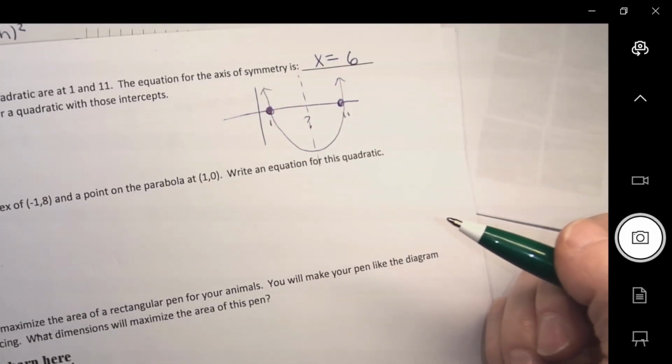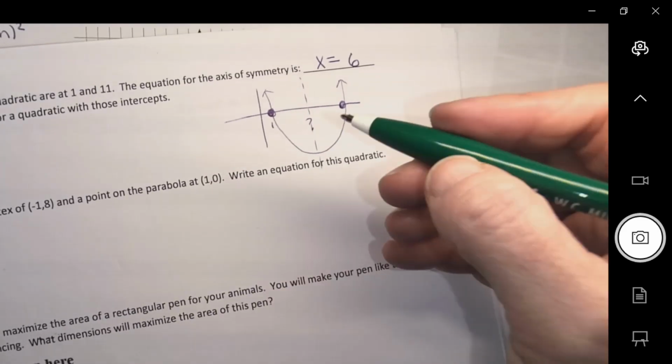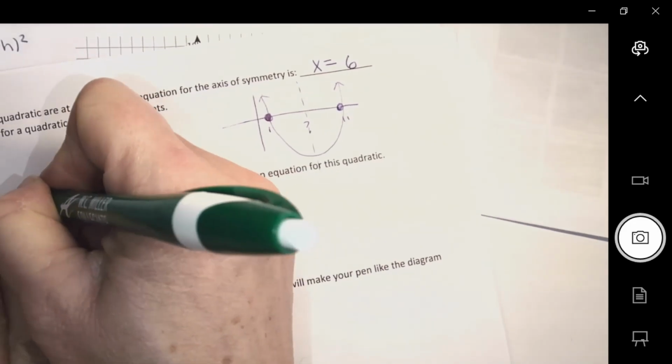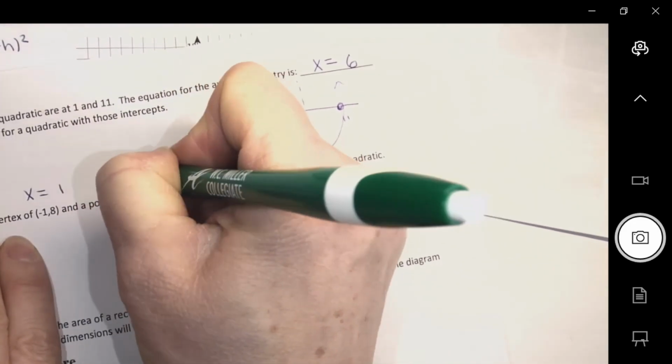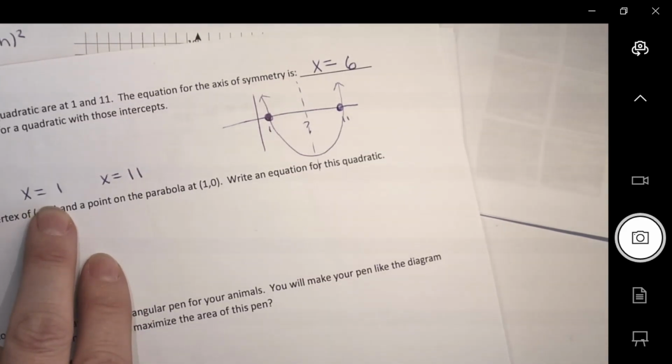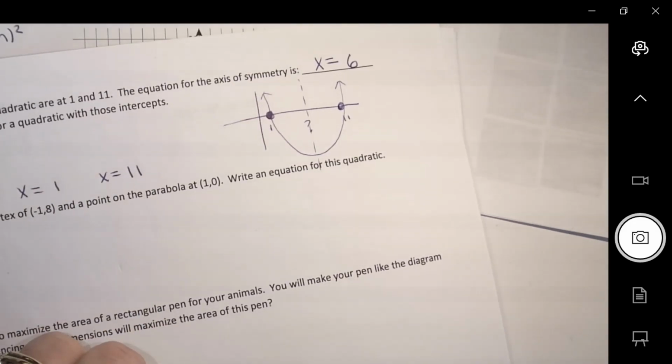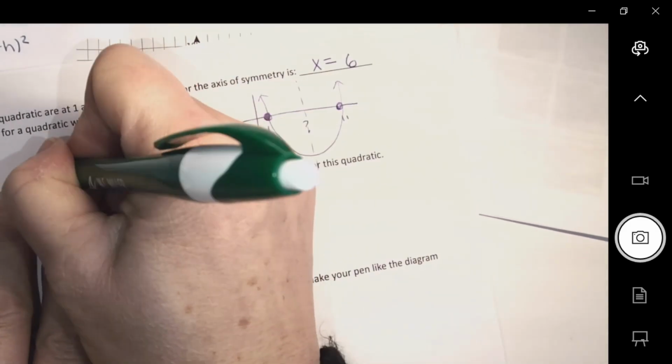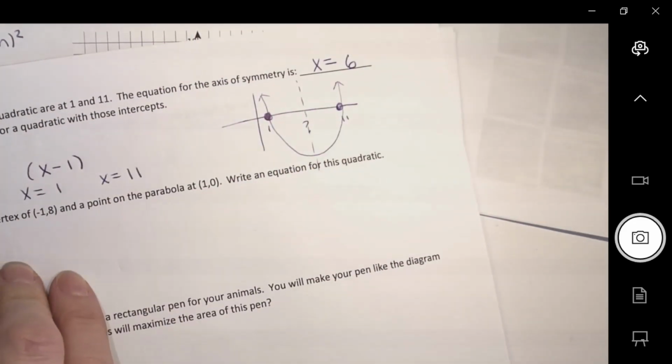Write a possible equation for the quadratic. Okay, so if I have an x-intercept of 1 and an x-intercept of 11, I'm going to work backwards because I know how to find x-intercepts. So can we work backwards? If I have an x-intercept of 1, what did I have in the line before that then? The factor x minus 1.